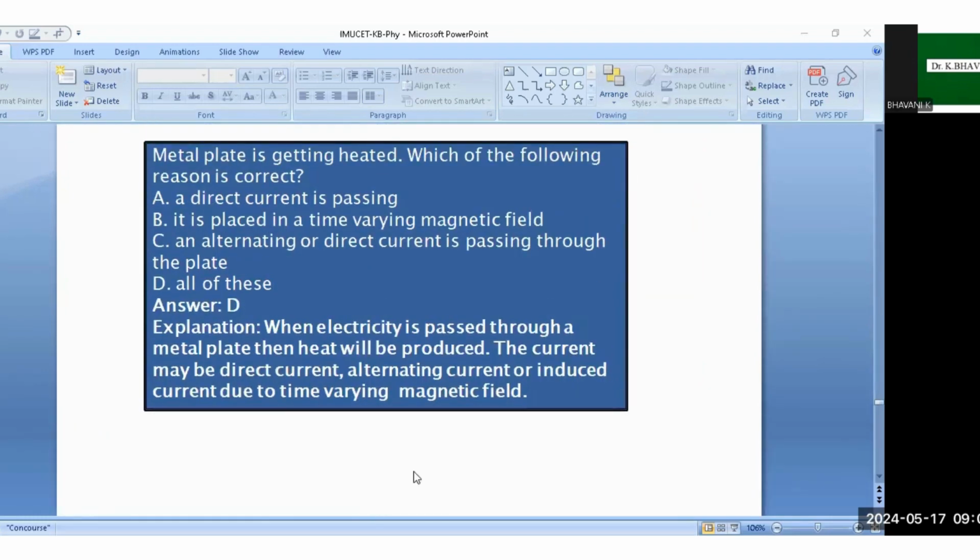Next, the metal plate is getting heated. Which of the following reasons is correct? All the answers here are correct, guys. So you need to read all the multiple choice answers, that is A, B, C, D, and come to the right conclusion. D is the right answer.